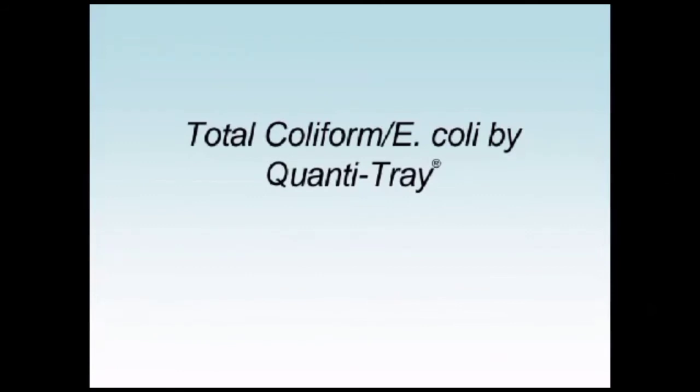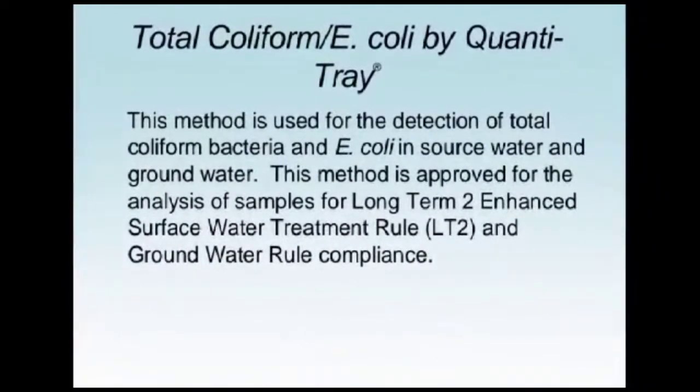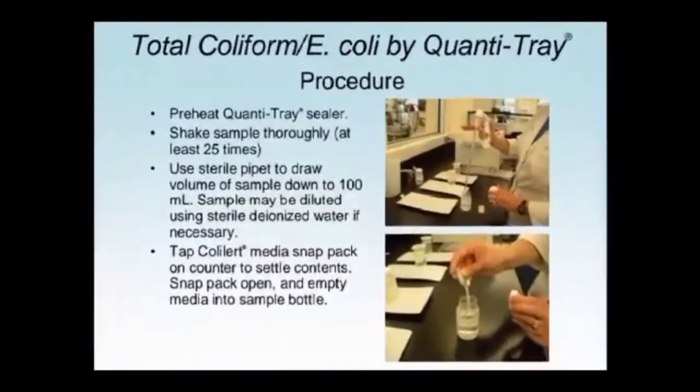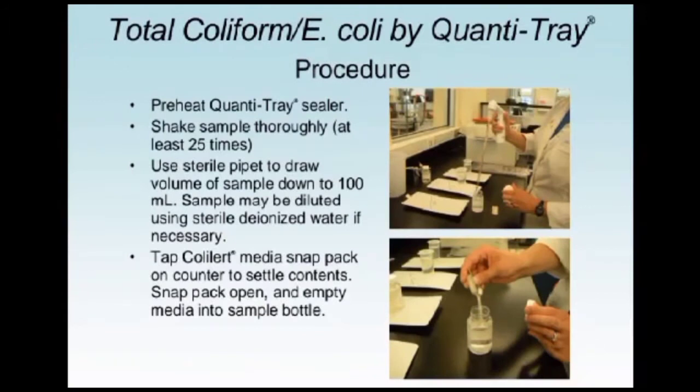After the process, we also have the total coliform and E. coli by Quanti-Tray. This method is used for detection of total coliform bacteria and E. coli in source water and groundwater. This method is approved for the analysis of samples for long-term 2 enhanced surface water treatment rule and groundwater rule compliance. So let's start with its procedure. First, preheat the Quanti-Tray sealer. Shake the sample thoroughly 25 times. Use a sterile pipette to draw the volume of sample down to 100 ml. The sample may be diluted using sterile deionized water if necessary.